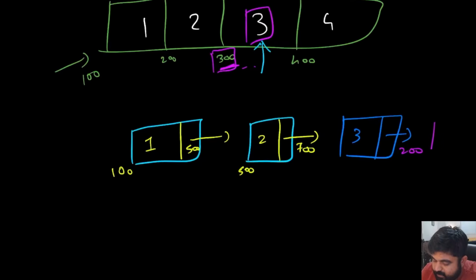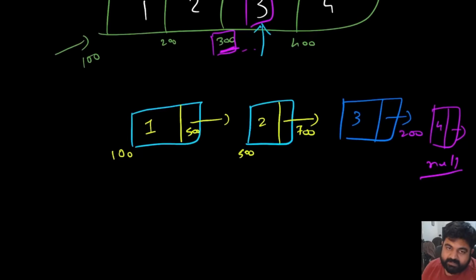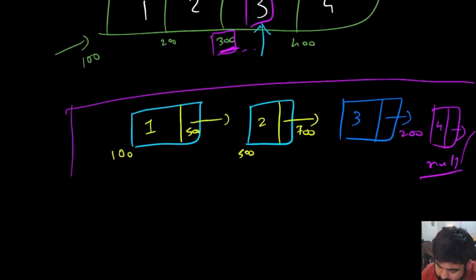And over here in the end we are going to have the value 4 stored, and then this next pointer is actually going to point to a null value, stating that there does not exist any value beyond this point. So this is how our linked list is going to look.